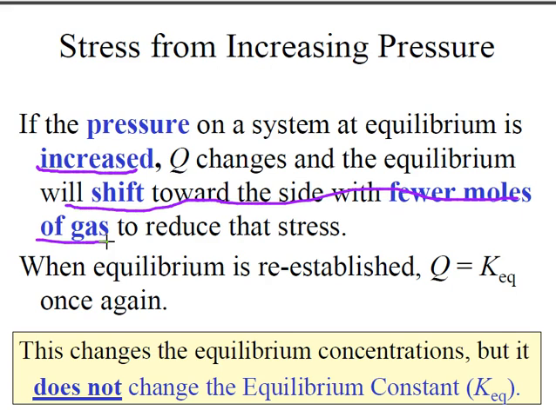When it gets to a reestablished equilibrium, we may have new concentrations or new pressures, but the ratio does not change. So this change does not change our K value, as we said before. It only changes our Q value until we get to shift back to K.